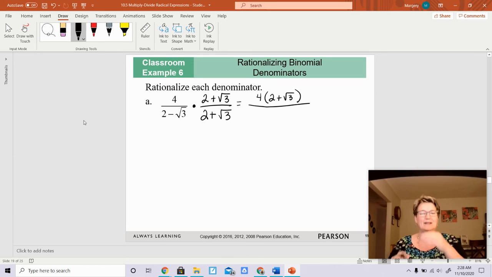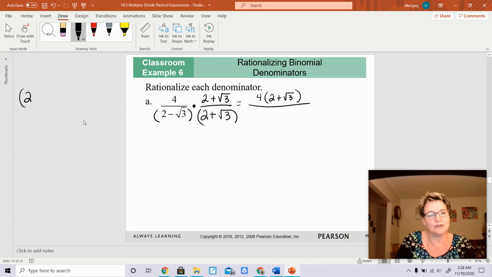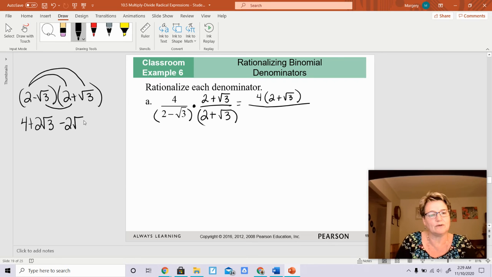And I'm just going to leave it like that for right now. But the denominator, you do have to multiply together. So I'm going to take 2 minus the square root of 3 times 2 plus the square root of 3. And I'm just going to use FOIL. 2 times 2 is 4. 2 times the square root of 3 is 2 square roots of 3. This is going to give you a negative 2 square roots of 3.